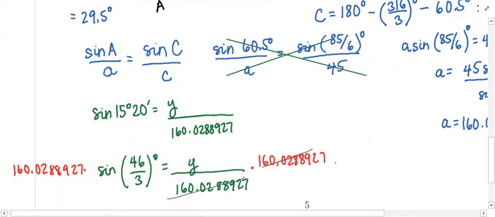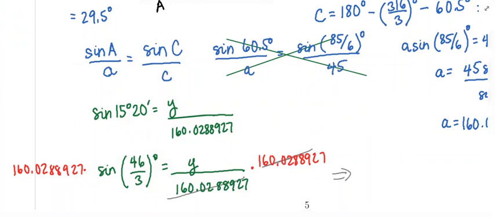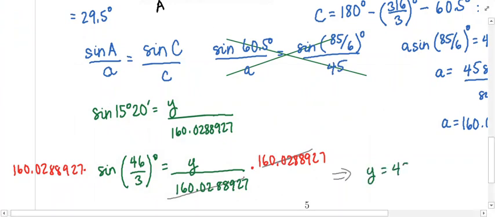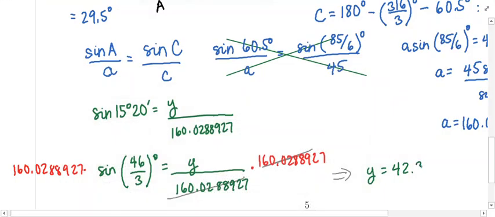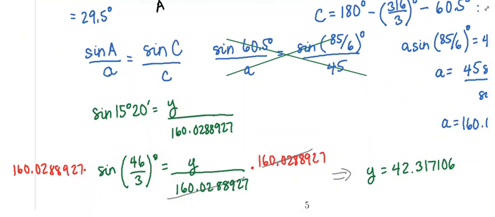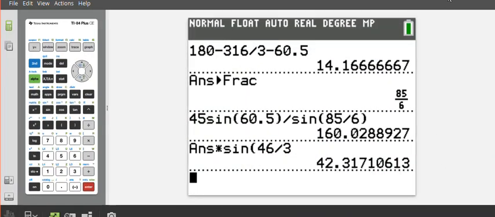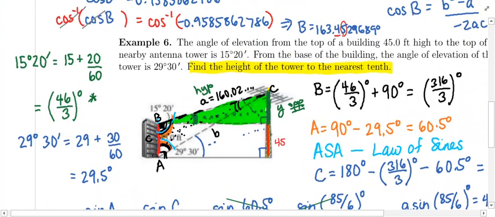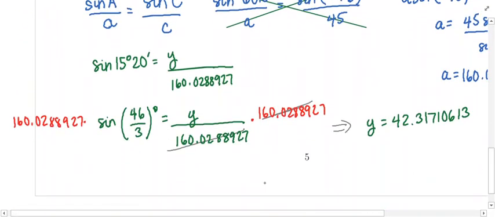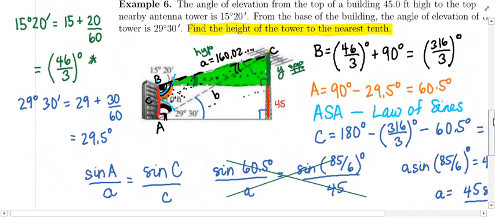So this is going to tell us that y is 42.31710613. That's this green distance. Now that we know the green distance, we can just add it to the red distance to get the height of the tower. Notice the directions say to round to the nearest tenth.